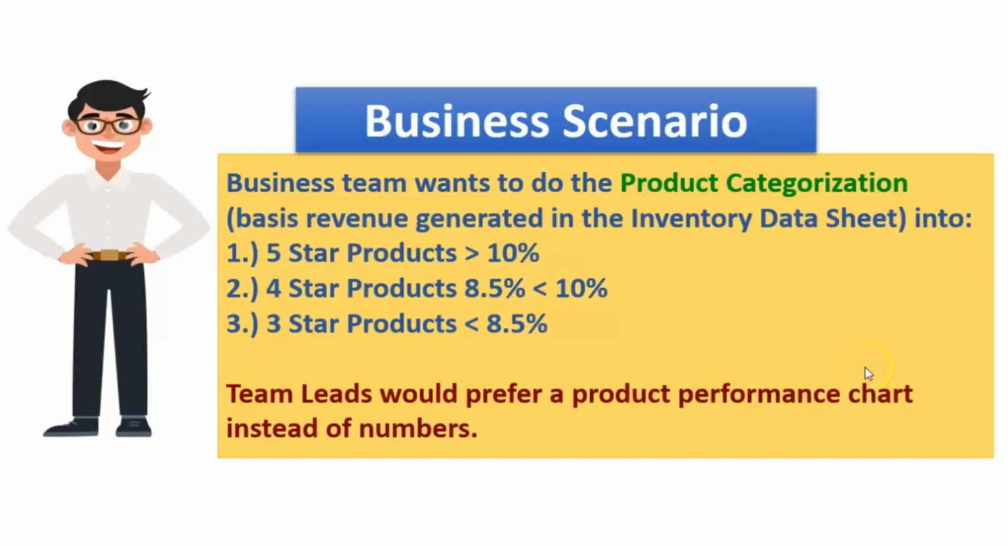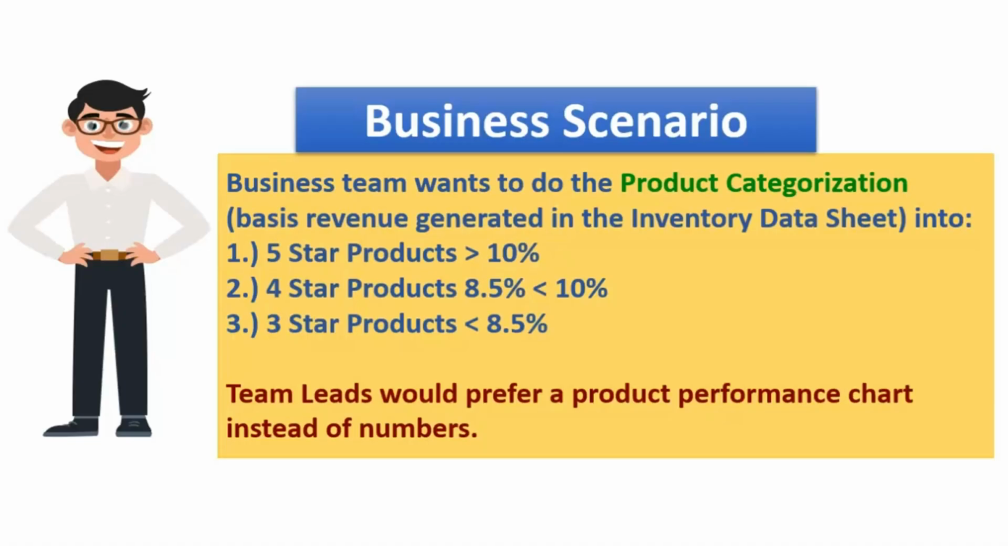Let us now move to our second example, which is product categorization basis percentage revenue generated. Below mentioned are the categories of the products. The first category is of 5-star products. The revenue generated percentage greater than 10% will be part of this 5-star products category.